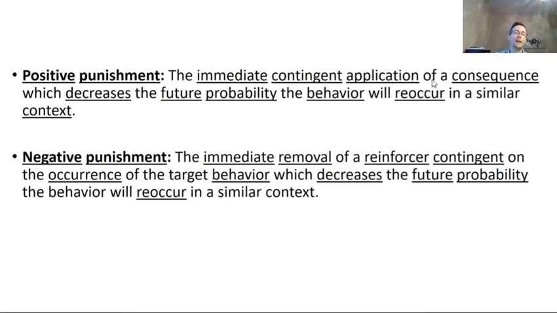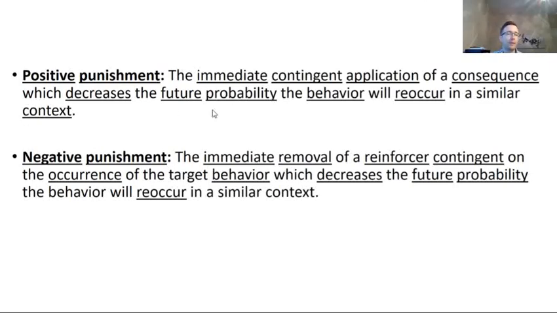If I said application of a reinforcer, that wouldn't make any sense, because that would increase the future probability of behavior. So here we have immediate contingent application of a consequence. This is the immediate removal of a reinforcer, and the consequence is that removal of the reinforcer. Okay.